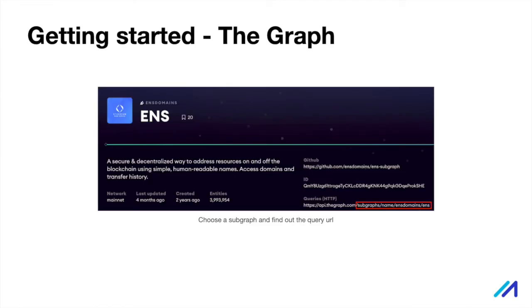Now let's look at how a developer can integrate their application with Marlin's graph cache. First, select the subgraph you want to query. Then go to the Graph Explorer on Graph's website and open the Explorer page for the selected subgraph. I have opened ENS here in the screenshot, and you can see that your selected subgraph also will have a query URL, which is /subgraph/name/ensdomains/ens in this case. Copy the query path to the selected subgraph from here.